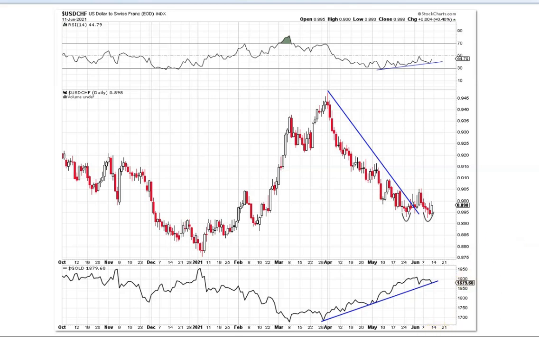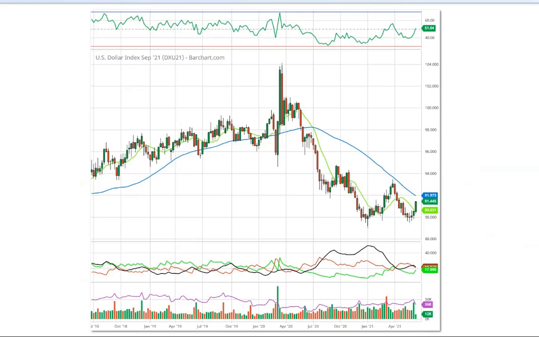Okay, now I want to take a look at the US dollar on a longer term. This is the US dollar index that you can trade futures on. It topped out at 104. This is going back to March 2020 when the stock market was at its lowest level due to the pandemic. Since then, the pullback has traced back probably about 15 full points. That's a lot. And it looks like it's formed a double bottom.